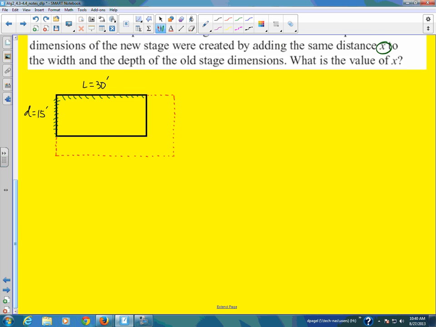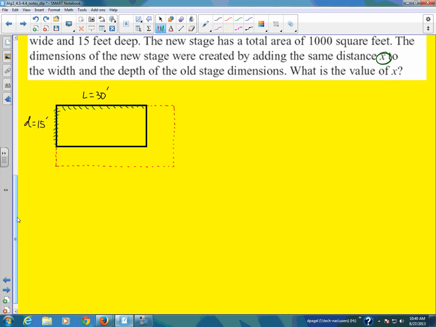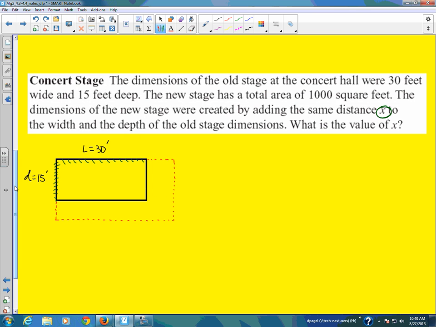So we would love to be able to find out this value of x. Well, we've got to see in our picture what x represents here. X represents this new distance that we've added to the width and to the depth. So we have our length or width. I should probably use the same variable that they're talking about here. This is a width, not a length. So we have our existing width of 30 feet. And then we add on to that this length.